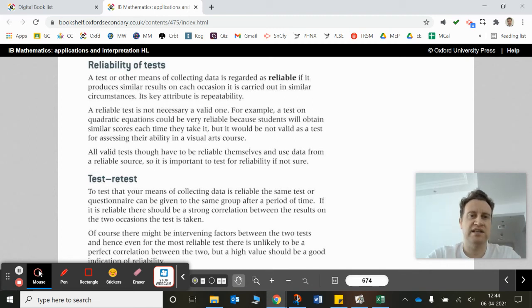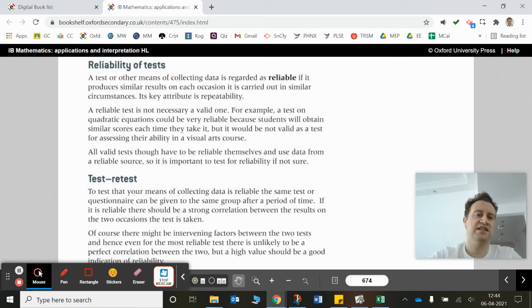A reliable test is not necessarily valid. So, for example, a test on quadratic equations could be very reliable, because students will obtain similar scores each time they take it, but not valid for assessing their ability in a visual arts course. So it's obviously not valid if it's not testing the right thing, but it could be a reliable test.